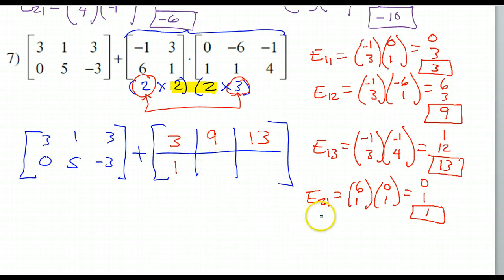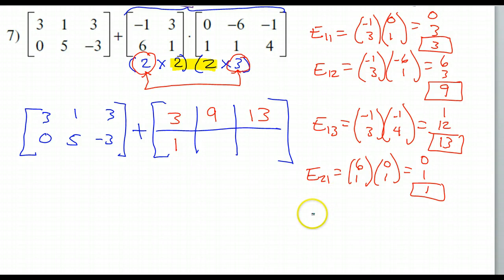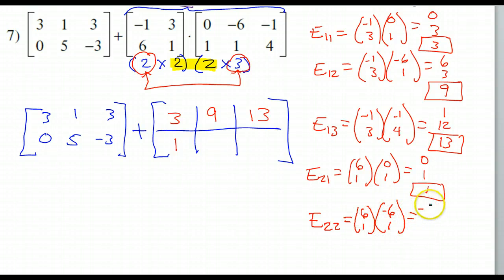Let's move to here. This is going to be element 2, 2, because this is row 2, column 2. So I need row 2, which is 6, 1, times column 2, which is negative 6, 1. That's going to give me negative 36 and 1, which is negative 35.